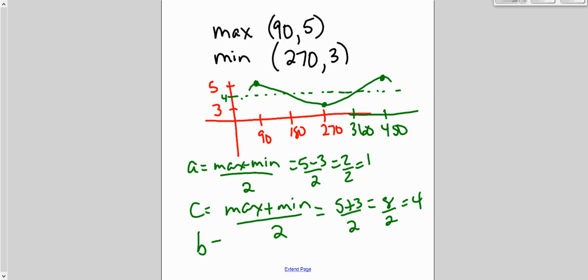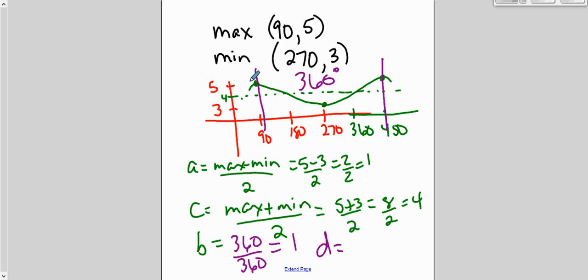And then B: if it took 180 degrees for this half, and then it would take another 180 degrees to get the other half, that means it's 360 degrees between here and here. So to figure out what I'm going to put inside of my function, I'm going to go 360 divided by 360, which is 1.